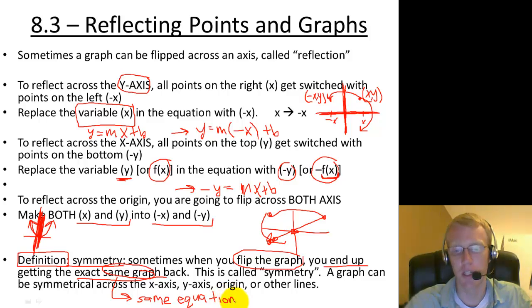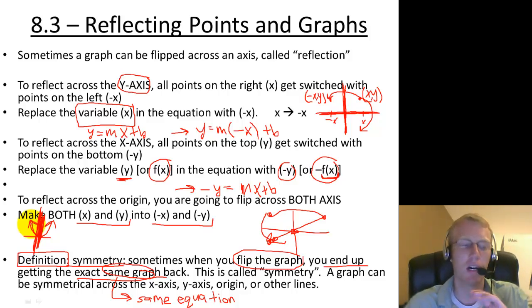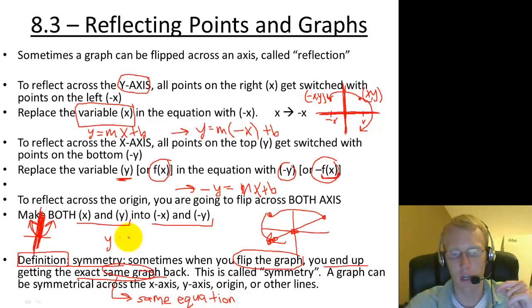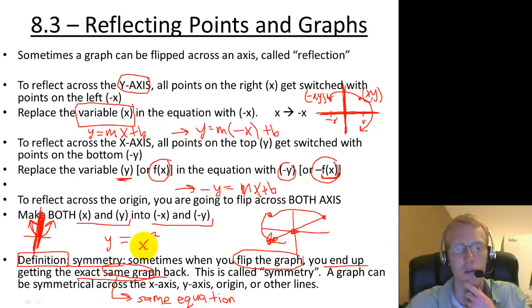So a good example of graphs that have symmetry are parabolas. Linear equations typically do not have symmetry because when you reflect them, they're going to change slope or change intercept. Something will change. But with a parabola, you can see it in the equation. You have y equals x squared. If you change x to negative x, because you're squaring it, it doesn't matter whether it's positive or negative. It's always going to come out the same. So reflecting over the y-axis doesn't have any effect.